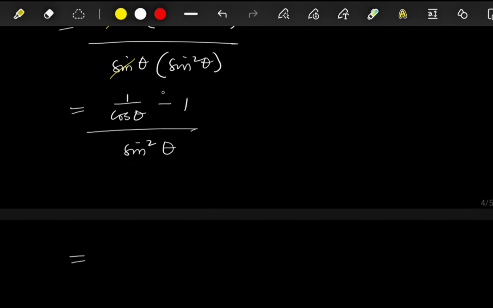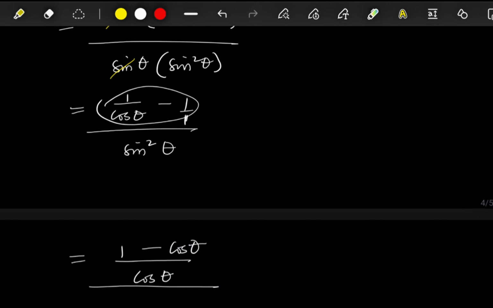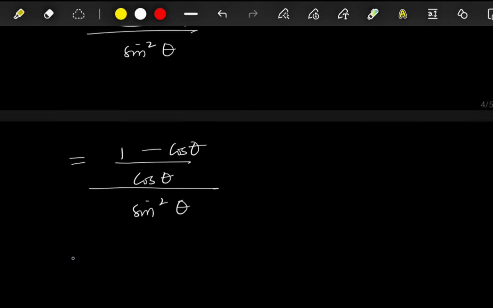So we combine the numerator, this top part here. The common denominator is cos theta. So cos theta and cos theta is 1. 1 times 1 is 1. The LCM of this is 1. 1 in cos theta is cos theta. Cos theta times 1 is cos theta. This all over sine squared theta. So this denominator here will come down. So I now have 1 minus cos theta over cos theta times sine squared theta.